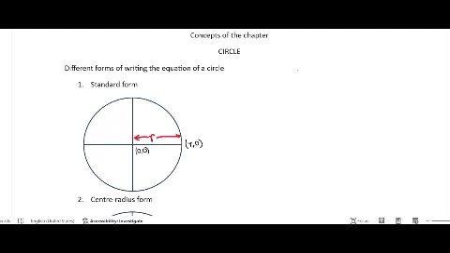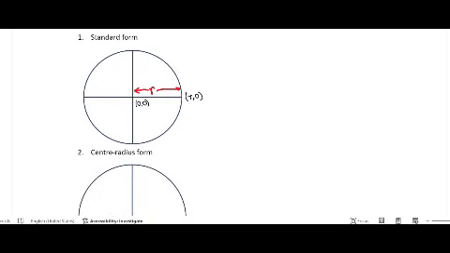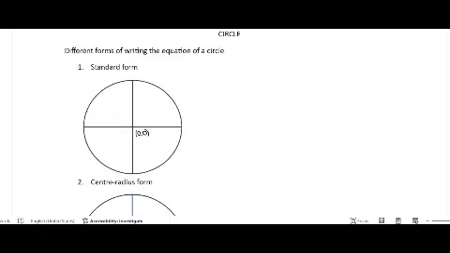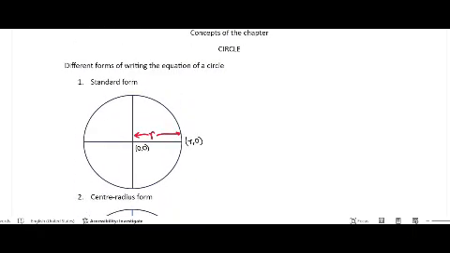For the first exercise, you need to know the different forms of writing the equation of a circle. So there are three forms of writing the equation: standard form, center radius form, and diameter form. Okay, so we'll start with the standard form. In standard form, what you require to know is how do you write this equation.